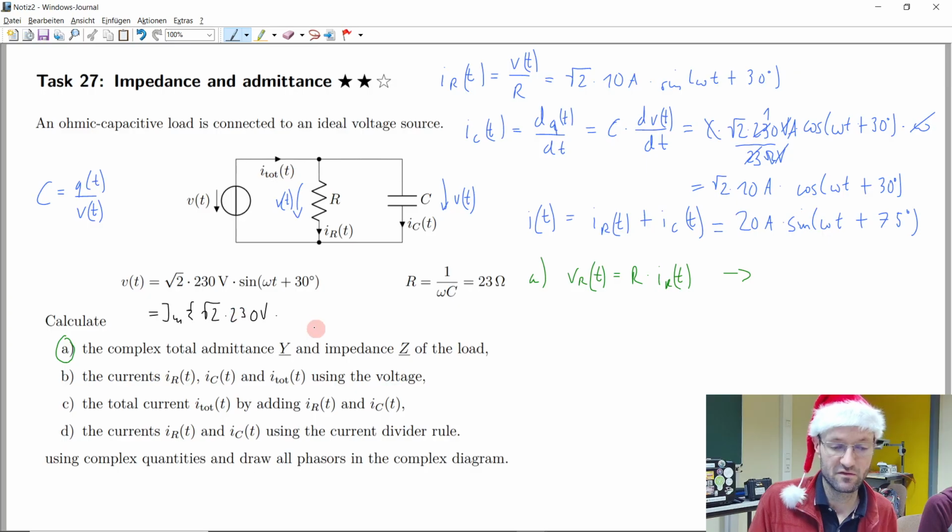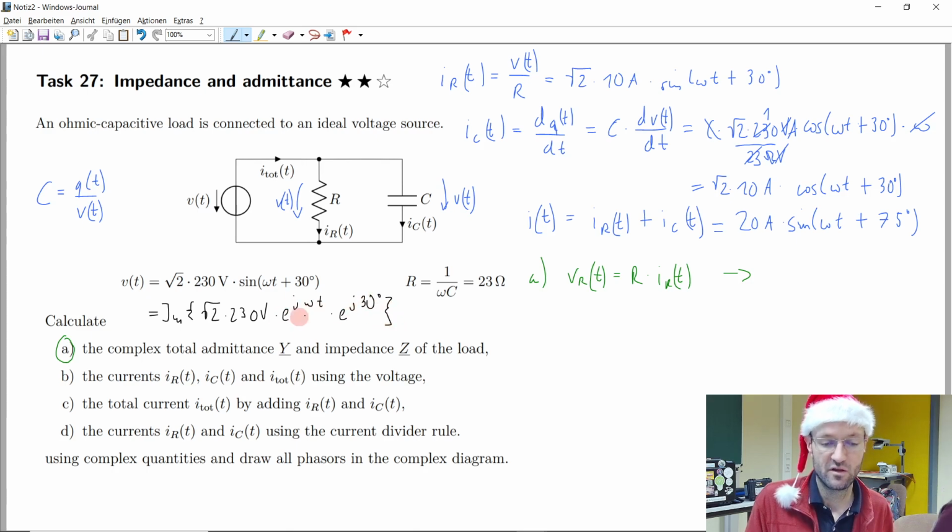But that does not change anything. So the imaginary part of this, and then e^(j omega t) and e^(j 30 degree), right? Because the product of two exponential functions is the same as if we would have the sum of these exponents. And if we just take the imaginary part of this complex function, then we would get the sine function. So this here looks different, but at the end, from a mathematical point of view, is the very same as what we have written there.